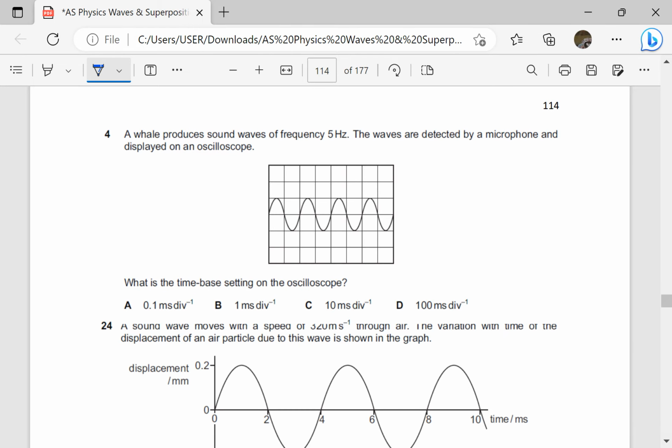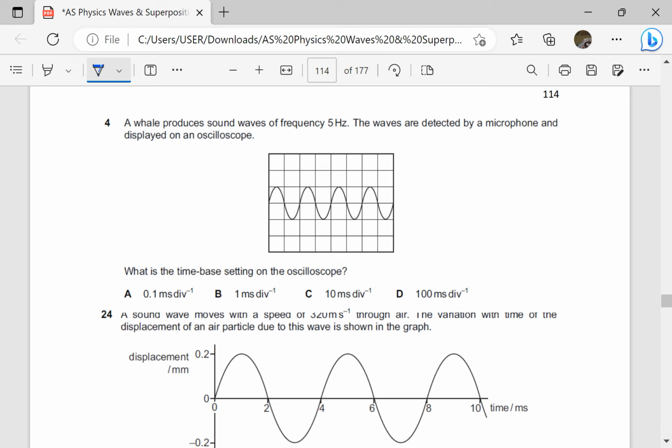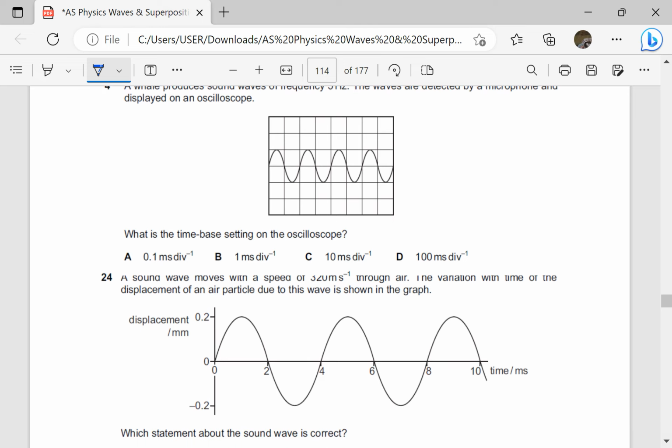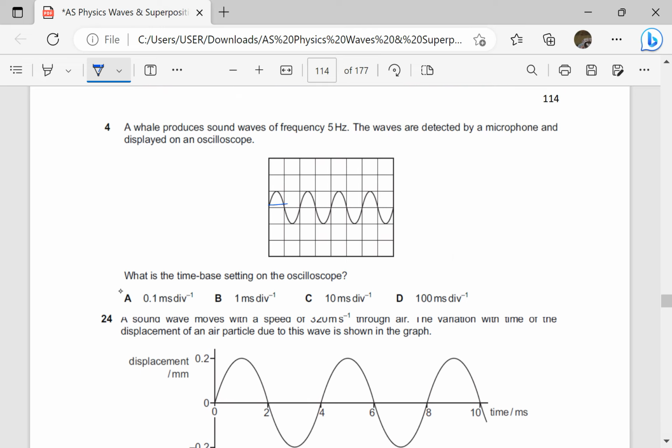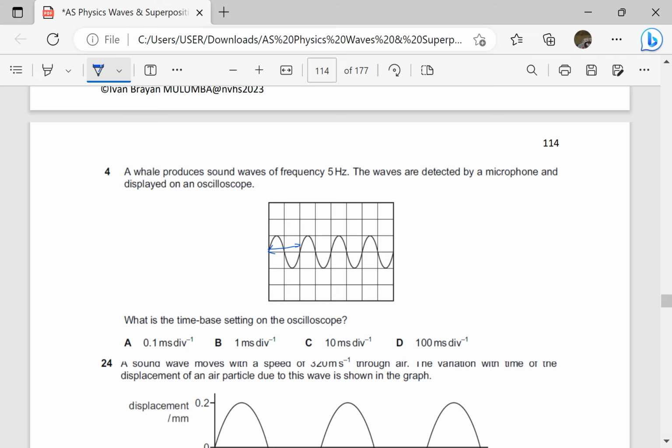A whale produces sound waves of frequency 5 Hz. The waves are detected by a microphone and displayed on an oscilloscope. What is the time-base setting? So we just look for one cycle. One cycle is 2 divisions.